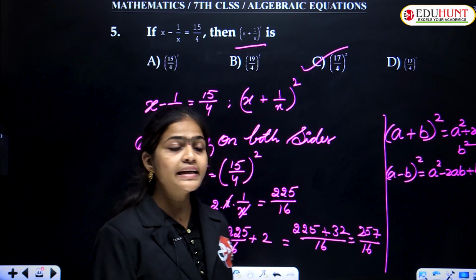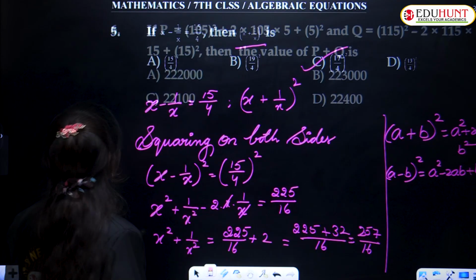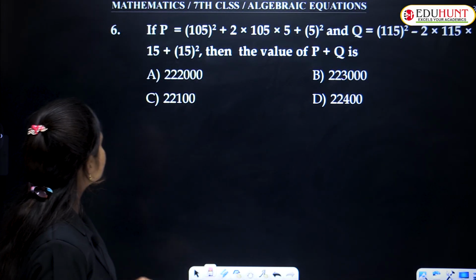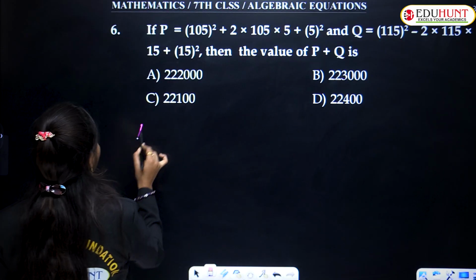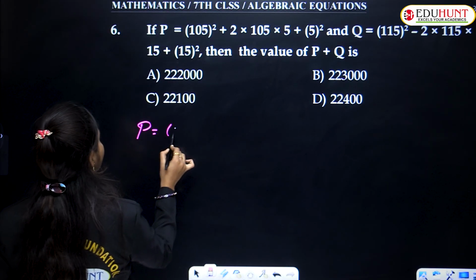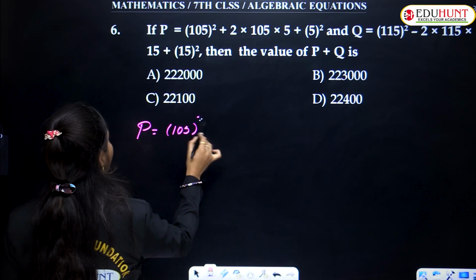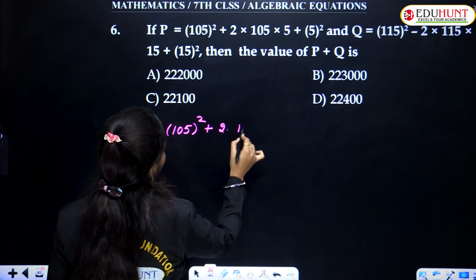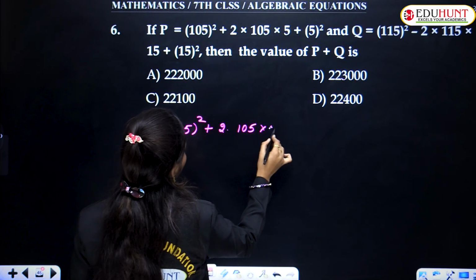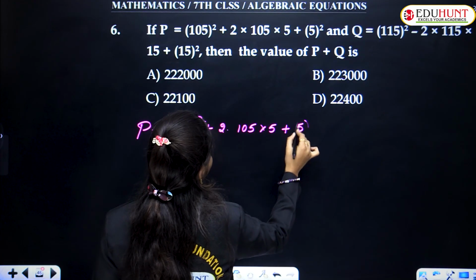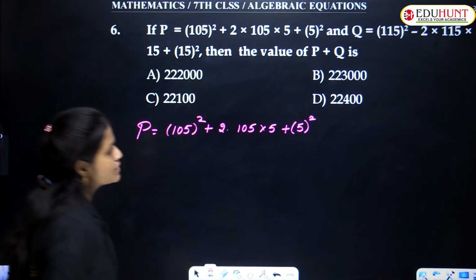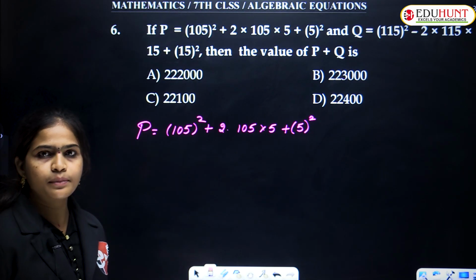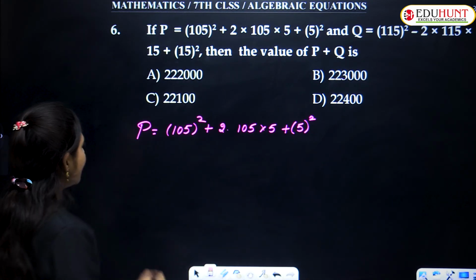Okay, so let us see question number 6. Yes, see here. So from 6 onwards, this is also very easy. See here, what is given? If P is equal to 105 whole square plus 2 into 105 into 5 whole square. Observe this one, and the Q value is given, then we need to find P plus Q. So first we find the P value.